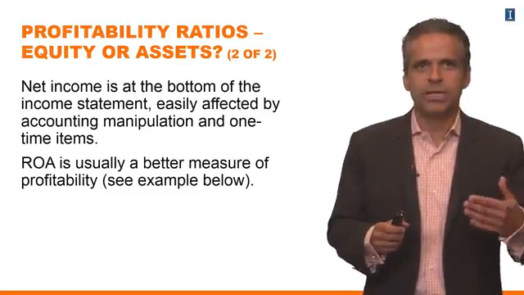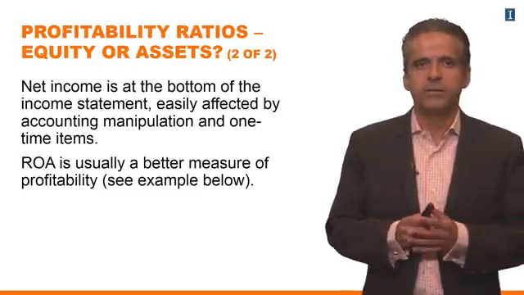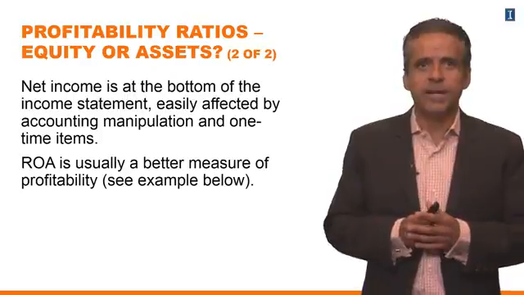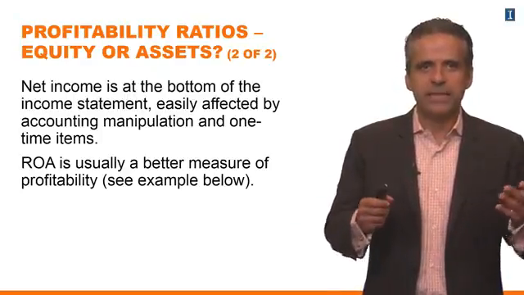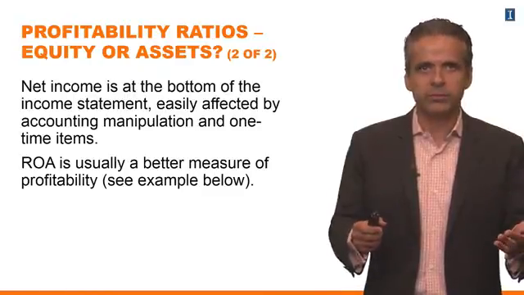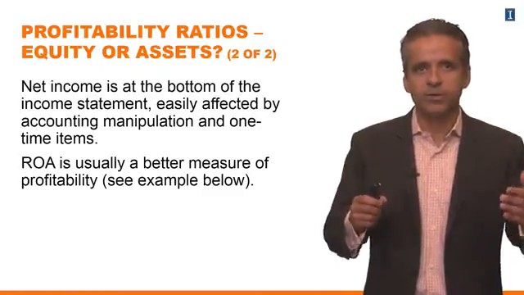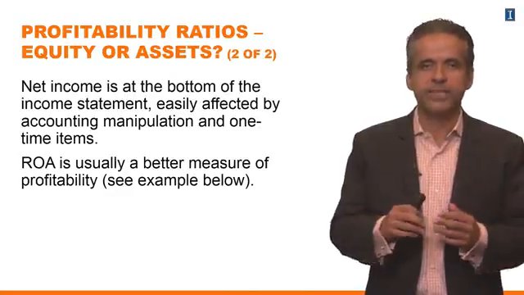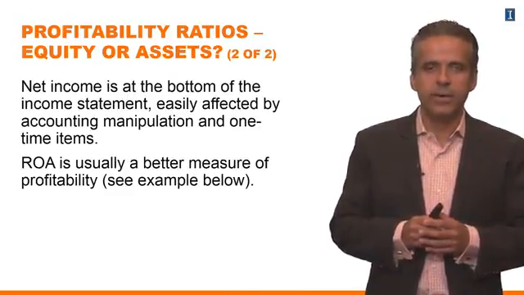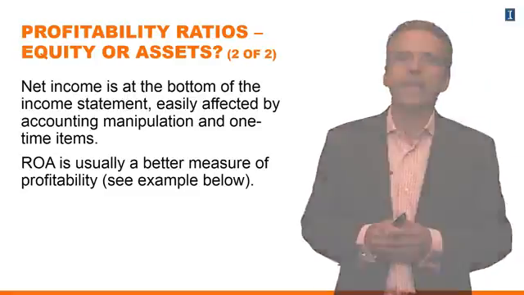Operating income is usually a more solid measure, okay? So for many companies, ROA is going to be a better measure of profitability than net income because of these two reasons, okay? It computes profits for the entire company, and since it's at the top of the income statement, it is a measure that is a little bit harder to manipulate than net income.